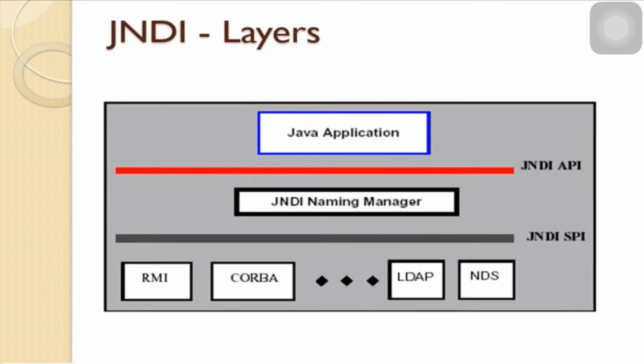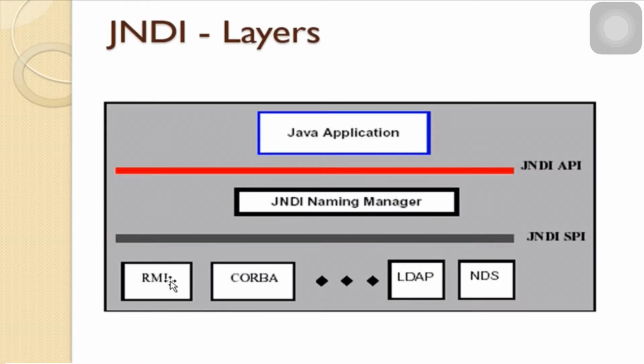This is the JNDI layers. We can see the JNDI SPI and the JNDI API. The JNDI API just exposes those interfaces to the outside, so it allows Java applications to use JNDI. The red line is the JNDI API, and this is the JNDI SPI.